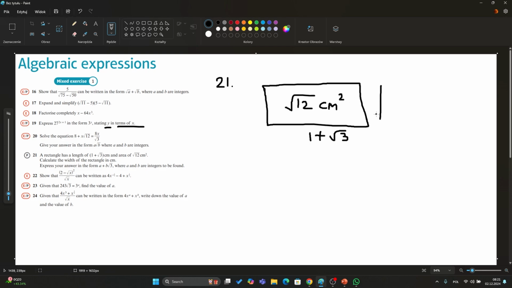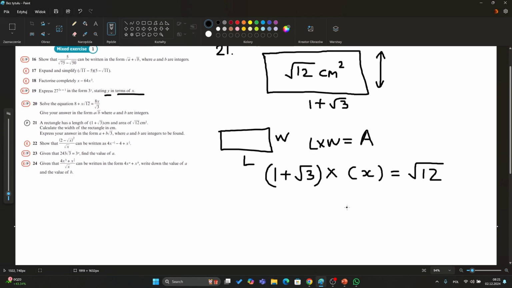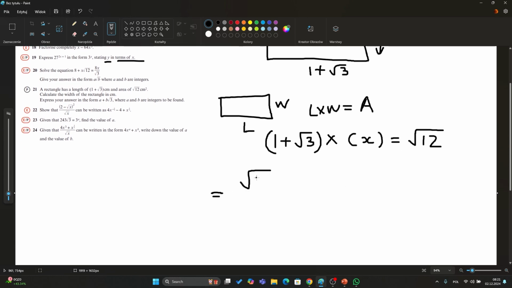So now we need to calculate the width. In a normal rectangle, what we would do is length times width is equal to area. In here it is the same. So 1 plus root 3 times the unknown, which is x, is going to be equal to root 12, which means that root 12 over 1 plus root 3 is x.